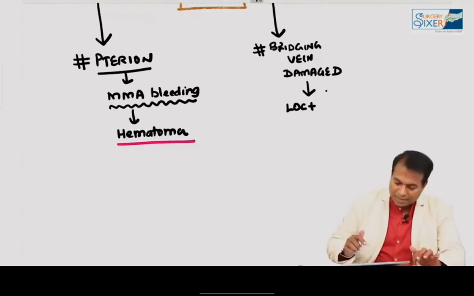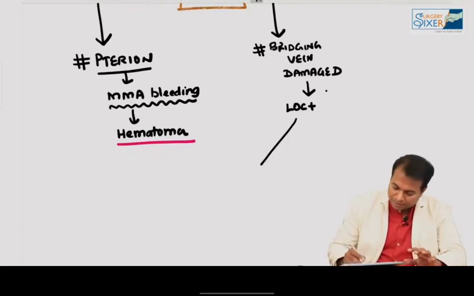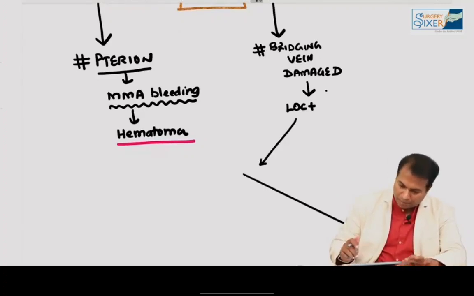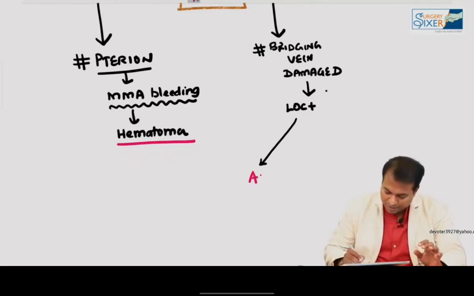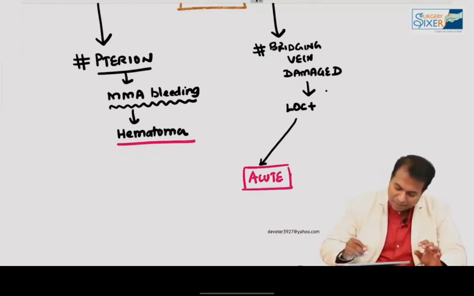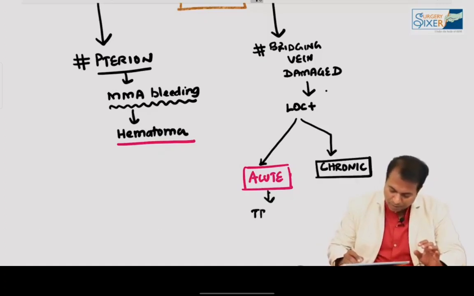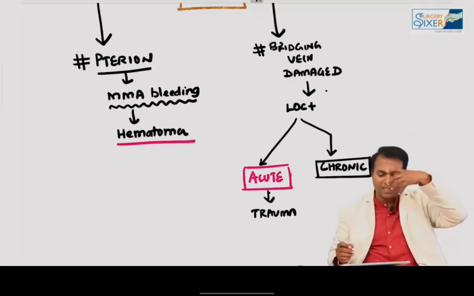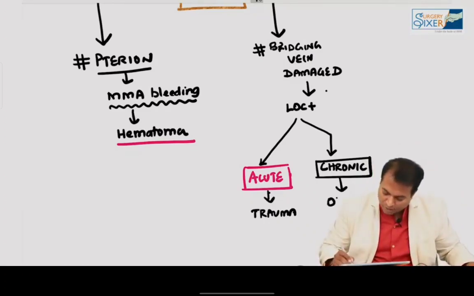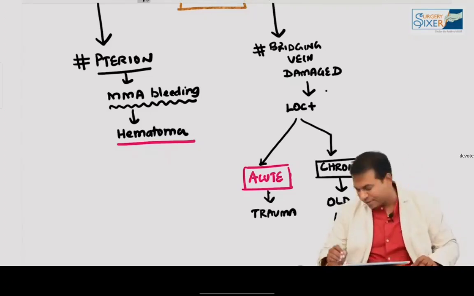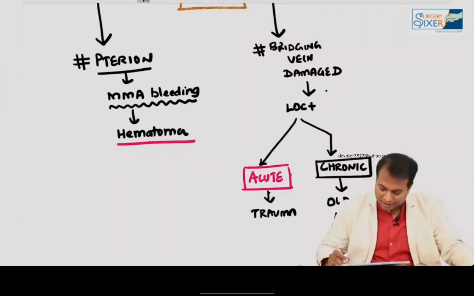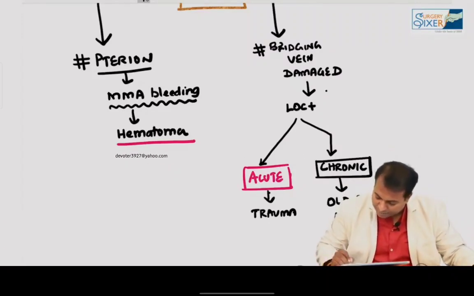SDH can be further divided into two types: acute SDH and chronic SDH. Acute SDH usually follows trauma. The moment you get trauma, there is bridging vein damage and you get acute SDH. Chronic SDH is seen in old people taking anticoagulants. Even with trivial trauma, if they just hit a small door, they will immediately get a chronic SDH.